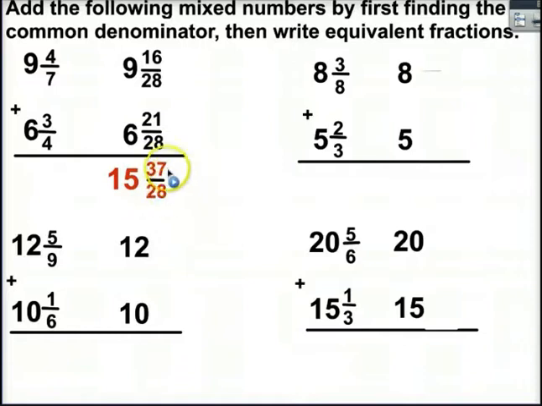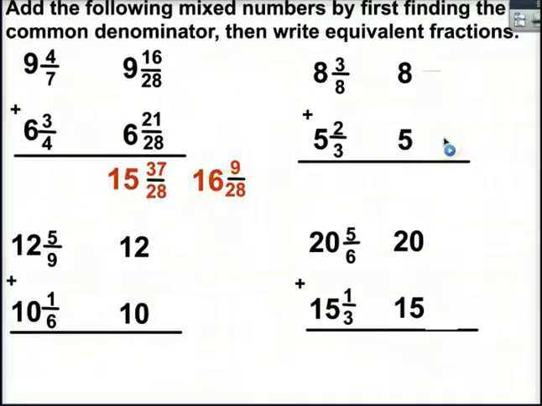Well, I'm looking at this right here. 37/28 is an improper fraction. 37/28 could actually be written as 1 and 9/28. When I add that 1 and 9/28 back into the 15, my final sum is 16 and 9/28.